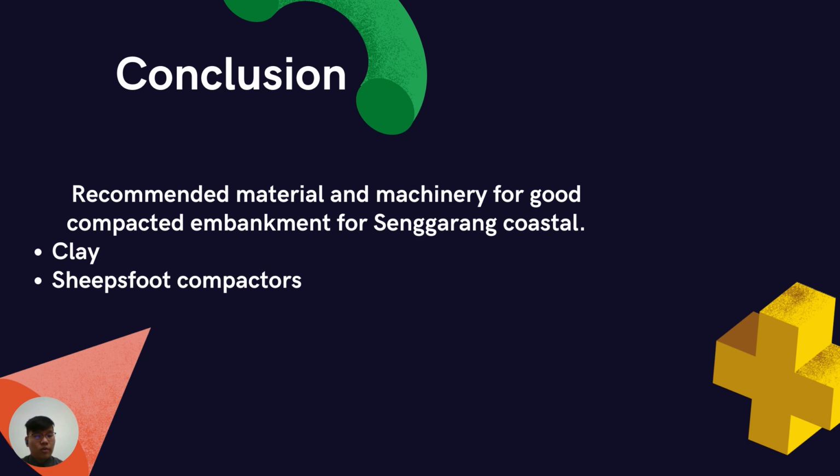While from various compactors in this study, it can be concluded that sheep foot compactors are more suitable to compact clay soil, and the compactors compact clay with 8 to 10 passes per layer with a 50 millimeter tip to achieve good quality of compaction.